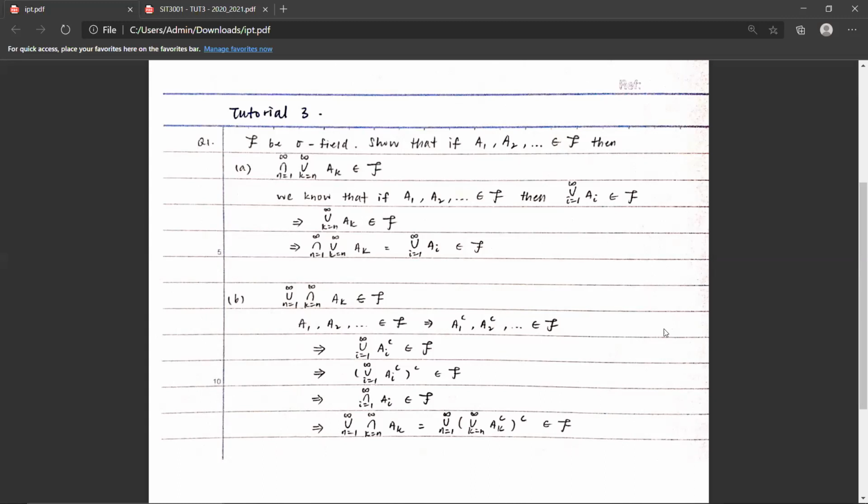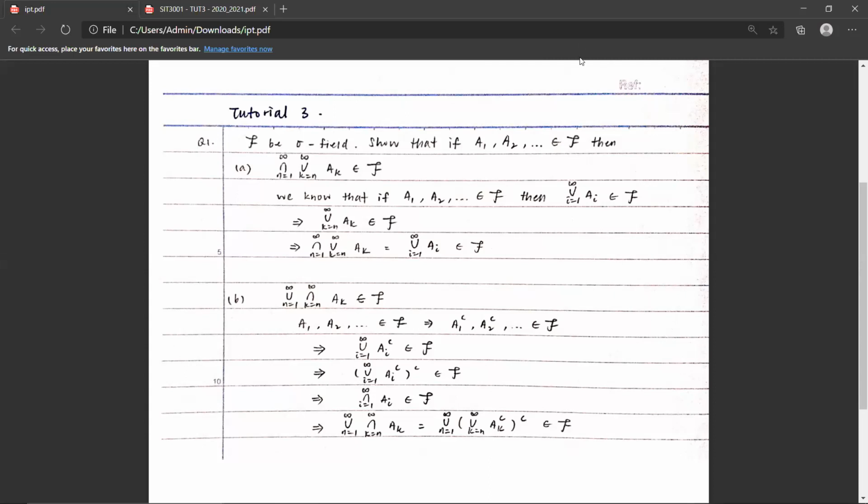So your union of A_k starting from n, your n can be anything, right? Yes, in F. And since it's an element in F, it's closed under countable intersection, because your union of A_k is in F. So therefore there's closure under countable intersection. That's why you have the last one: closure under countable intersection.